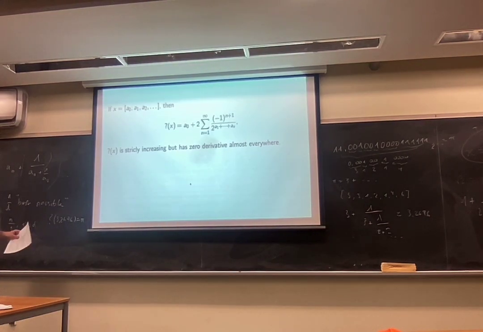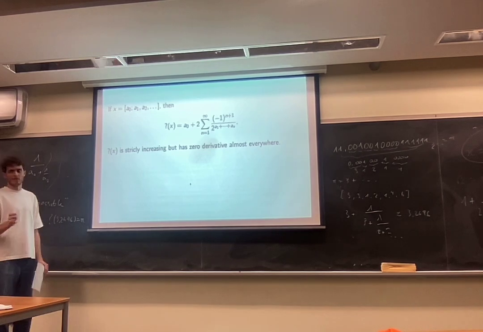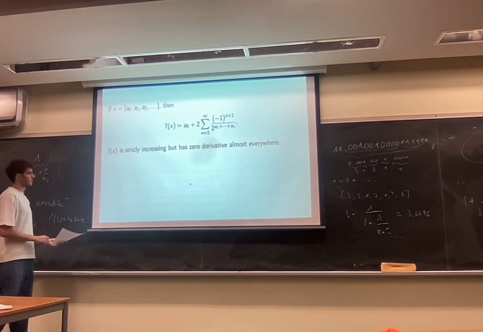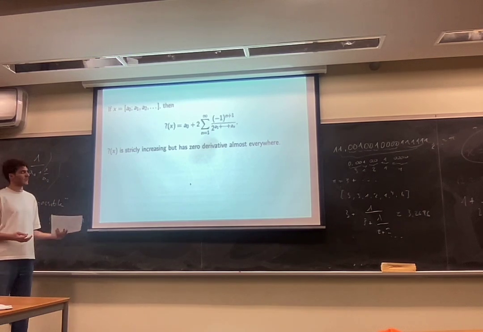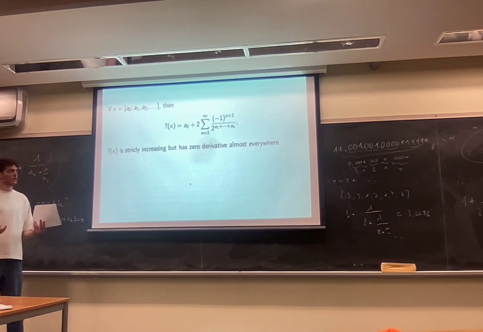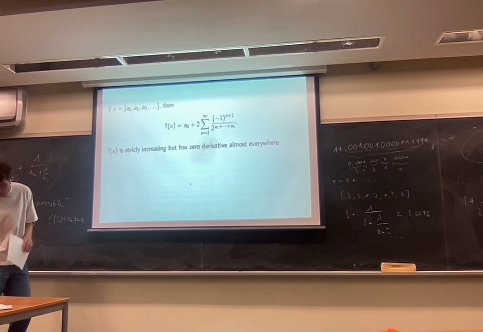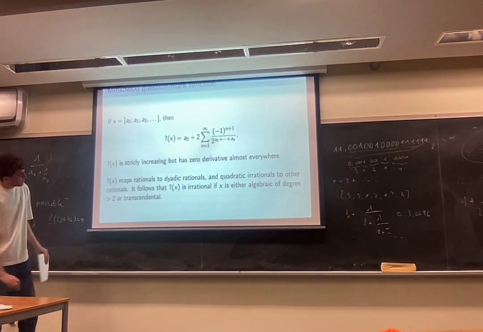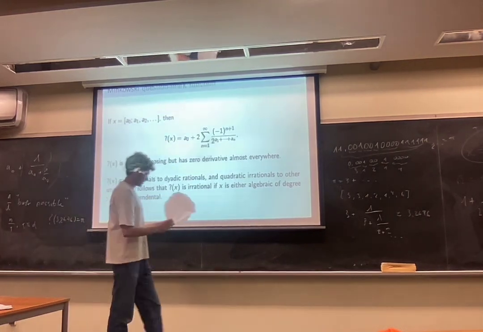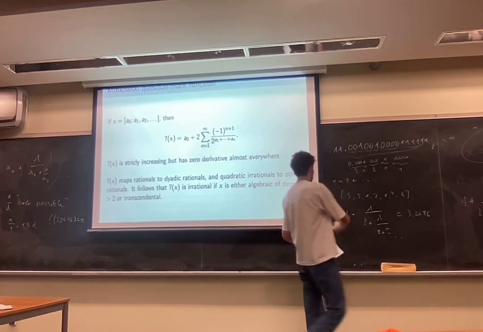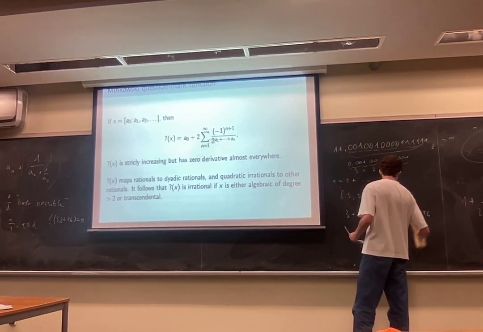It is strictly increasing, but it has zero derivative almost everywhere, which seems strange, right? Because normally you would expect that a function that has zero derivative almost everywhere is constant, and yet this function is strictly increasing. Not only that, it maps rationals to dyadic rationals, and quadratic irrationals to other rationals.